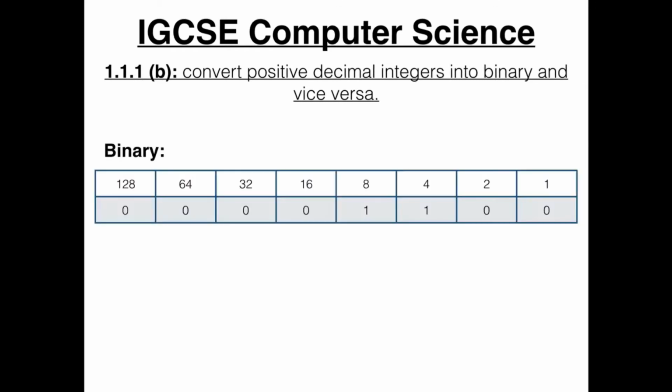So for binary, let's take this number here, for example. We have 1 under 8 and 1 under 4. So it would be 8 times 1 plus 4 times 1, which would give you 8 plus 4, which would give you 12. So that binary number here would be 12 in decimal.